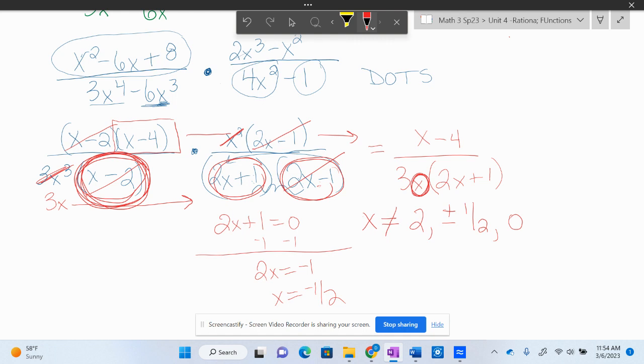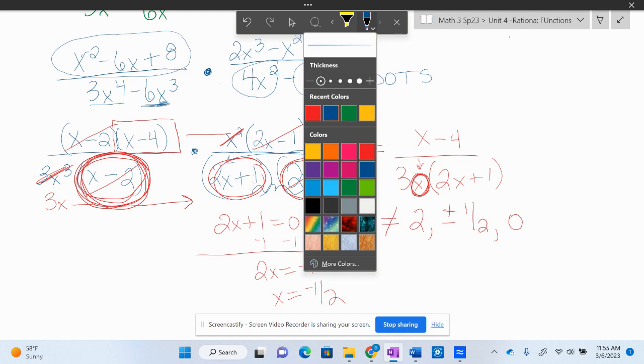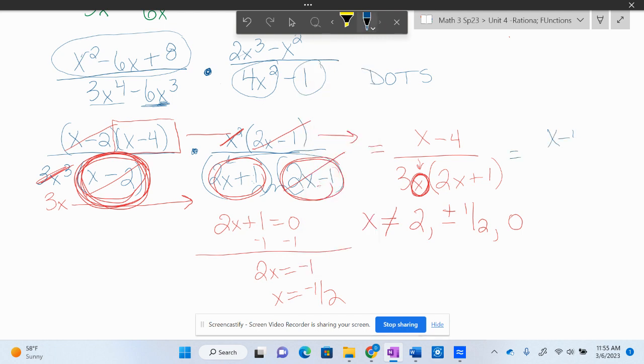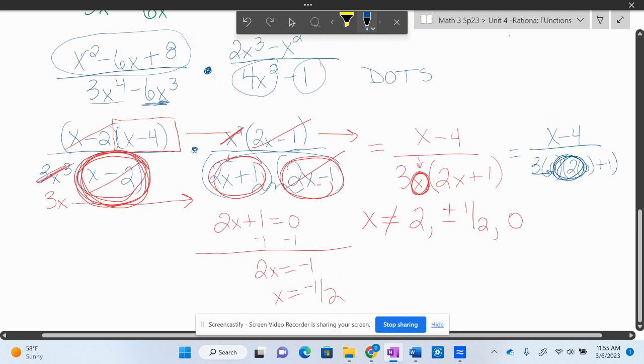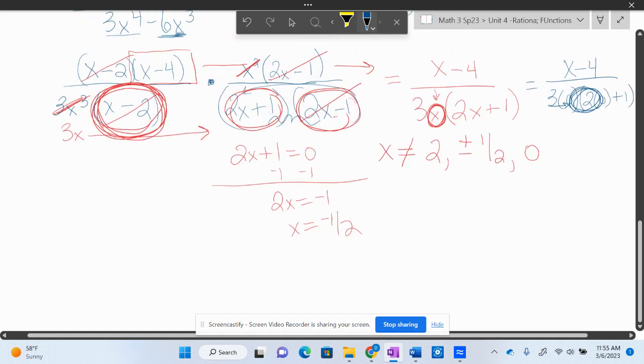So my excluded values are positive 2, -1/2, and 0. Because if I let x equal 0, 3 times 0 times everything else is 0. Do you guys see how that works? Yay or nay? Some of you have this face like I'm thinking about it. X minus 4. If I let x equal 0, 3 times 0 times 2 to the 0 plus 1. Well, anything times 0 is what? Are we allowed to have a 0 in the denominator? No, we are not. Okay. Does that make sense? Okay.